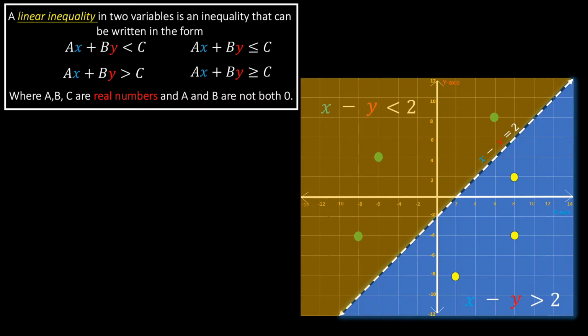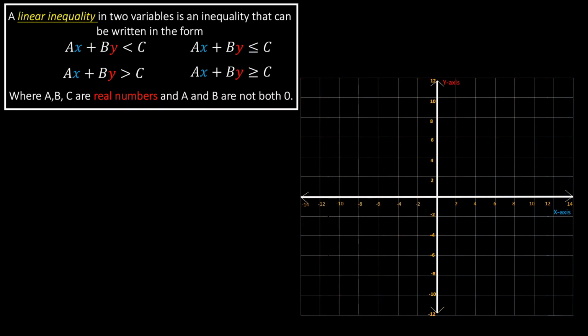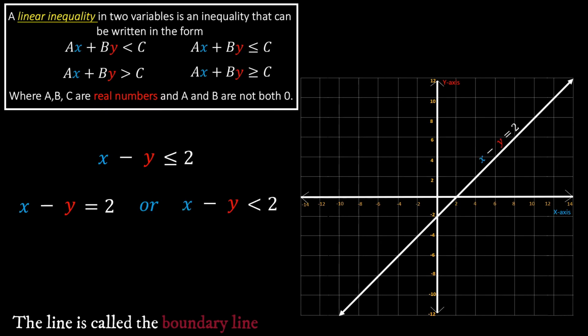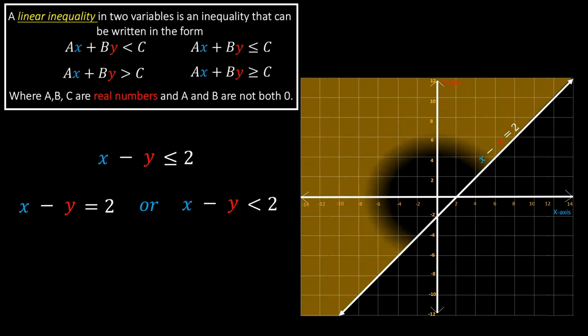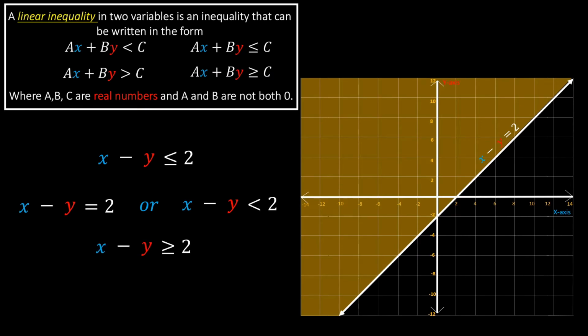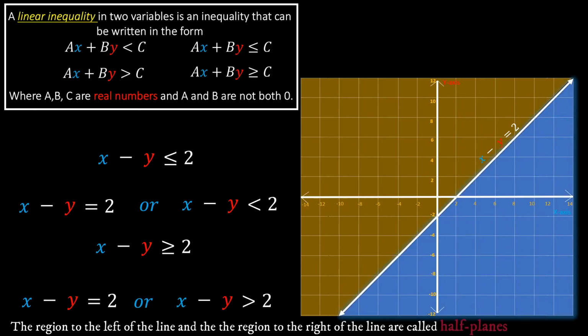Now, if we wanted to include the values that are on the line, we would use the less than or equal to sign or the greater than or equal to sign. For example, if we have the inequality x minus y is less than or equal to 2, this means that x minus y is equal to 2 or x minus y is less than 2. So we would graph a solid line, not a dashed line, and shade in the half plane x minus y is less than 2. On the other hand, if we had the inequality x minus y is greater than or equal to 2, this means x minus y is equal to 2 or x minus y is greater than 2. So we would graph a solid line and not a dashed line and shade in the half plane x minus y is greater than 2.